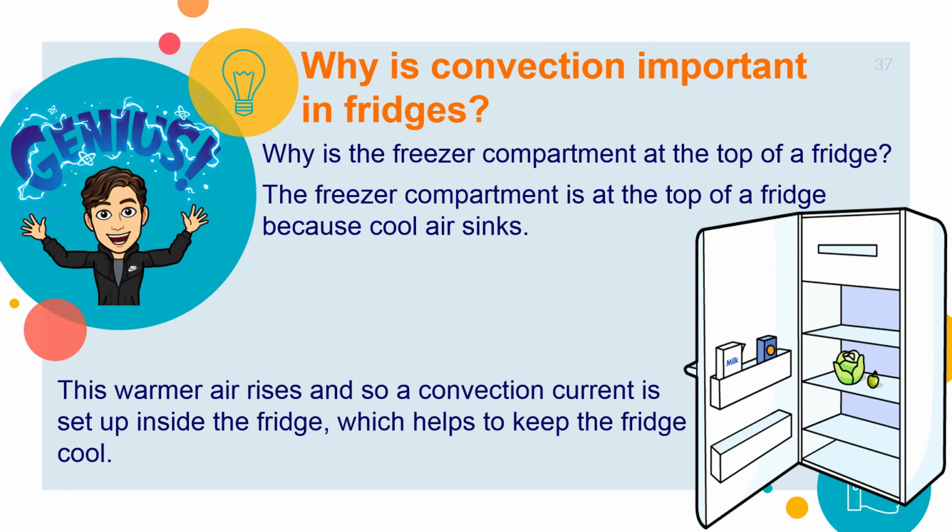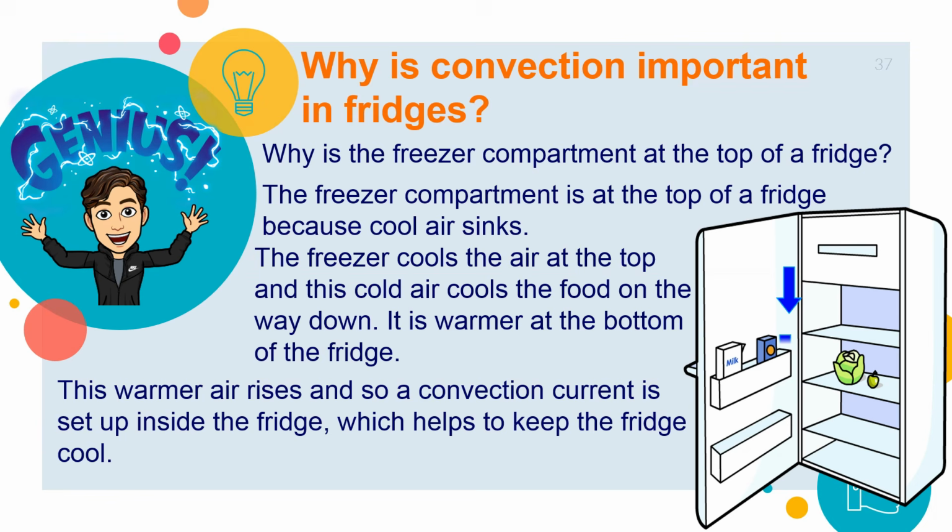Let's end our discussion with an application for convection. Do you know the reason kung bakit andun sa taas yung freezer instead of nasa baba? It is because of convection. Yung freezer cools the air at the top and this cold air cools the food on the way down. It is warmer at the bottom of the fridge. Remember that the warmer air rises whereas the cooler air moves downward because it is denser.